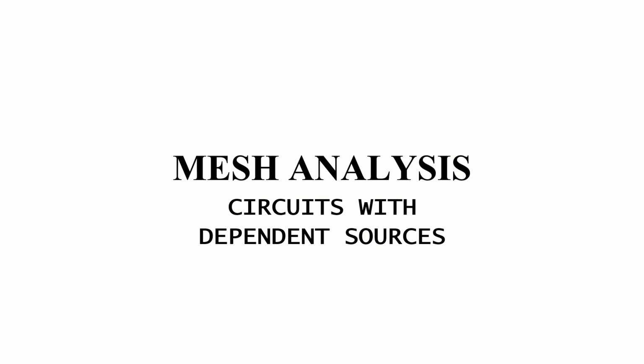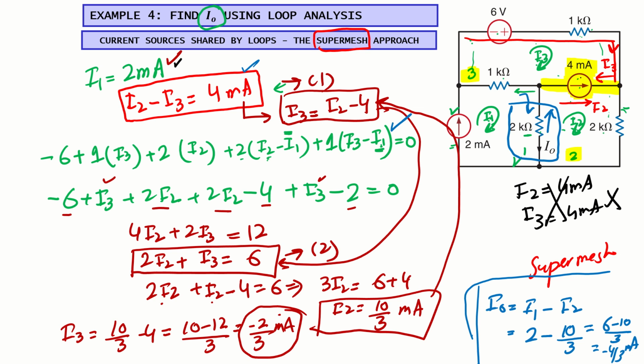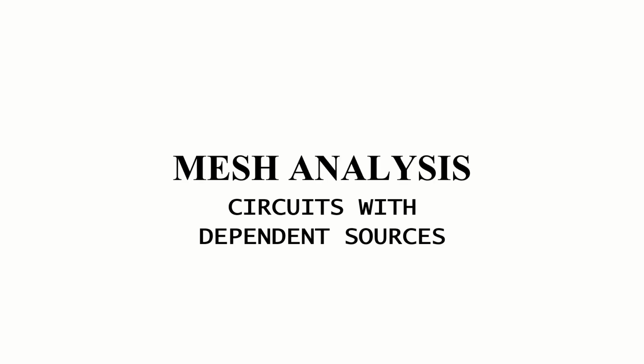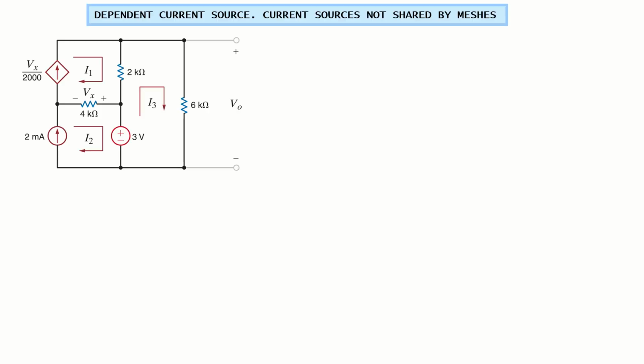Welcome back. So we are learning about the mesh analysis. The next example that we are going to solve is related to circuits with dependent sources. So far we have learned how we can solve a circuit with independent current and voltage sources. And if a voltage source is shared between two loops, it will become a super mesh, like we discussed in the last example. So now let's have a look at circuits with dependent sources.